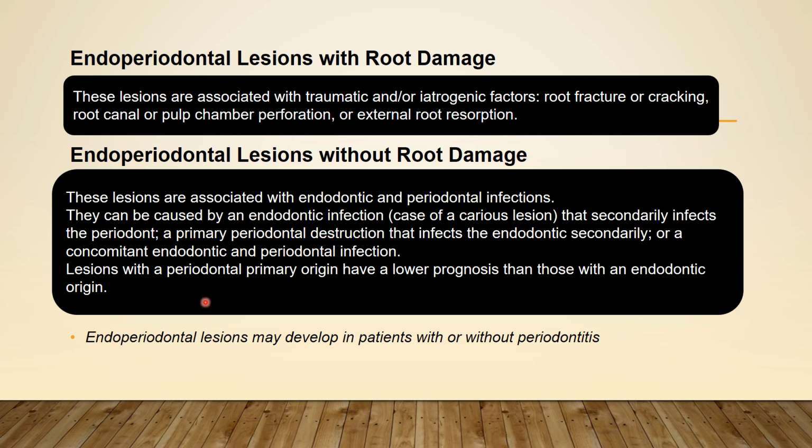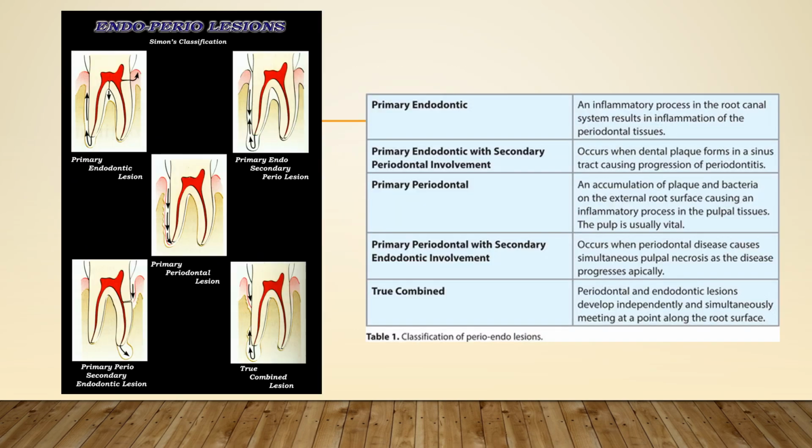Okay, so lesions with primary periodontal origin have a lower prognosis than those with an endodontic origin. Okay, so endoperio lesions may develop in patients with or without periodontitis. This can be clearly explained by the classification given by Simon, that is primary endodontic lesion, primary endo-secondary perio lesion, primary periodontal lesion, primary perio-secondary endodontic lesion, and true combined lesion.